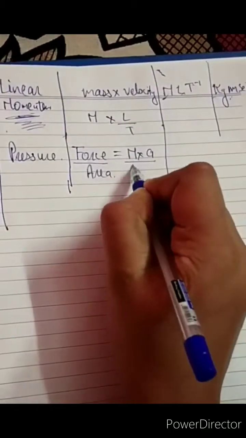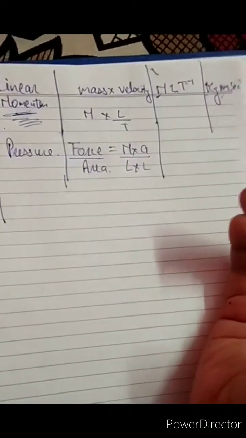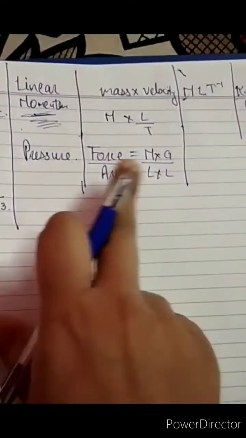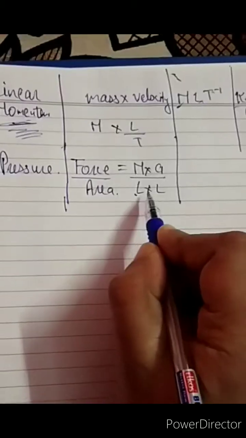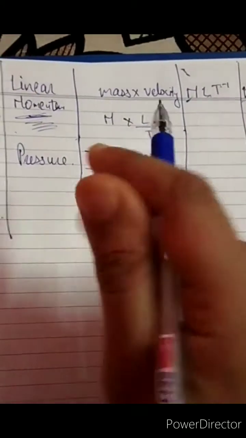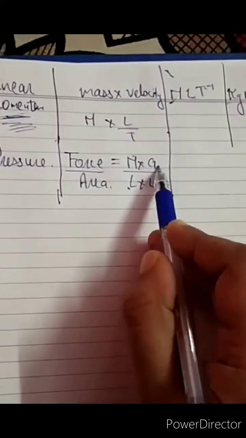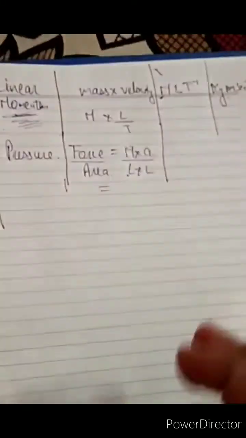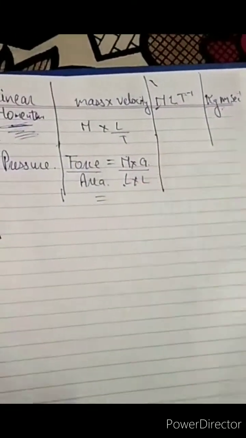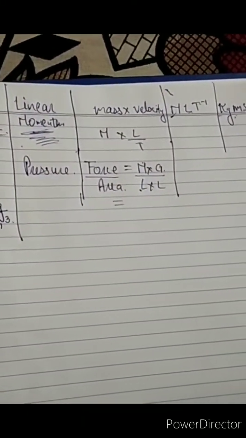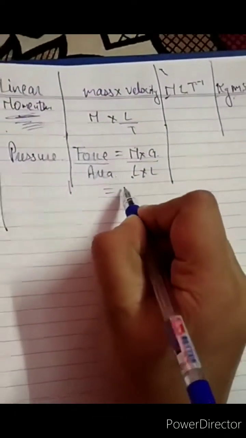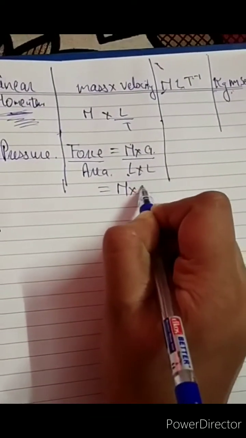Area is L into L, length into length. Area is meter square, or centimeter square, like this. Length and mass are all basic fundamental quantities. Is acceleration? No. So we just have to end up with our basic fundamentals. I am repeating the same thing again and again so that every concept gets into your mind. So mass into what is acceleration?